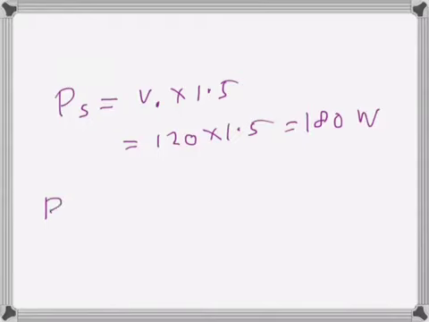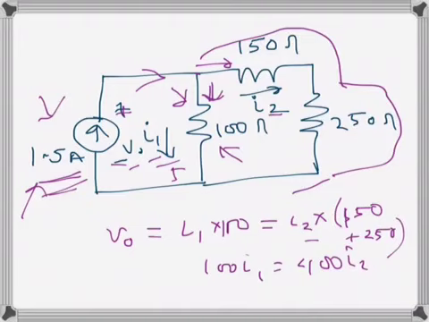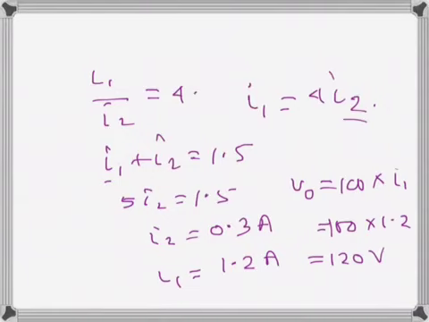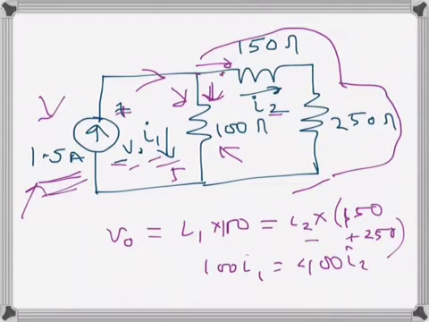Now we need to find the power dissipated. That will be the power dissipated in this resistance and in these two resistances, 150 and 250. So I will try to find it this way. V0 I1 is the power dissipated by the 100 ohm resistance, and V0 I2 will be the power dissipated by the 150 and 250 resistances together. So that is the total power dissipated from here to here because of these two resistances.